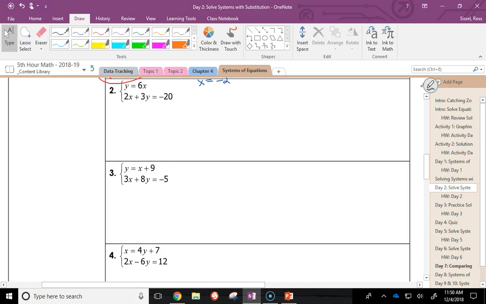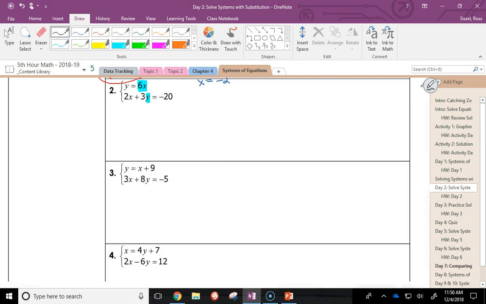Let's look at number 2. It says y equals 6x, and the second equation is 2x plus 3y equals -20. Well, if we think about number 1, do either one of our two equations solve for x or y already? The first one does. So I'm going to choose that one so I don't have to do extra work. This first equation says anywhere you see y, just put 6x in for it. So in the second equation, there's a y, and I'm going to replace y with 6x.